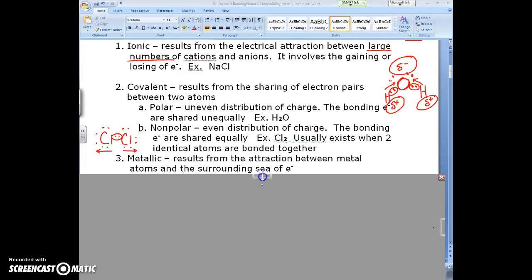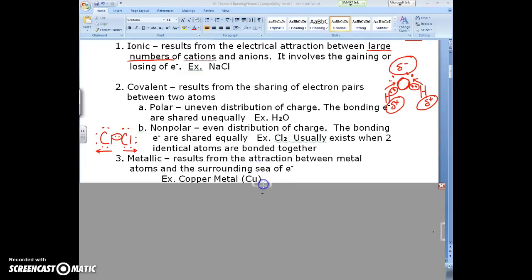The last one is called metallic bonding, and it results from the attraction between metal atoms and the surrounding sea of electrons. That is a strange phrase, but it is one of the key phrases for metallic bonding, and it's not one that I made up.